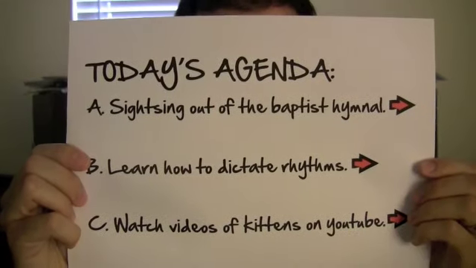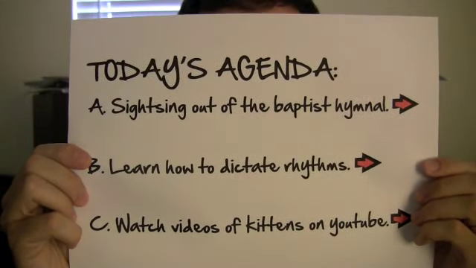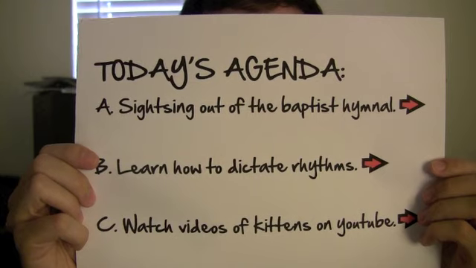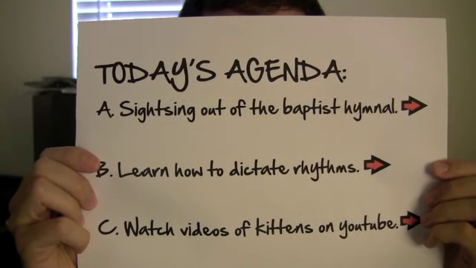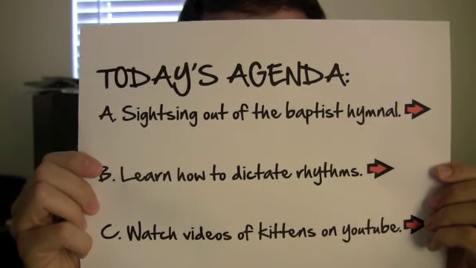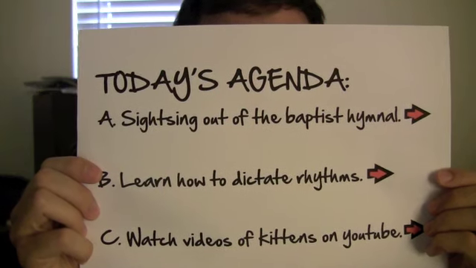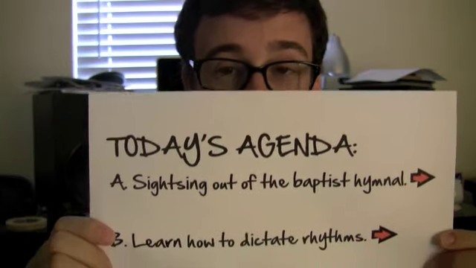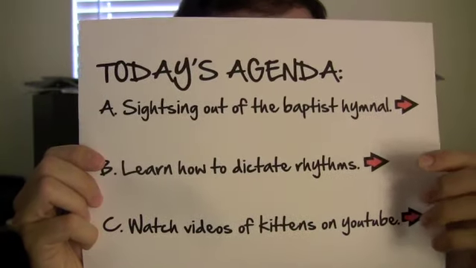Welcome to class, everyone. Today's lesson options are A. Sight sing out of the Baptist hymnal, B. Learn how to dictate rhythms, or C. Watch videos of kittens on YouTube. Well, I do love watching videos of kittens on YouTube, but we should probably go with letter B.